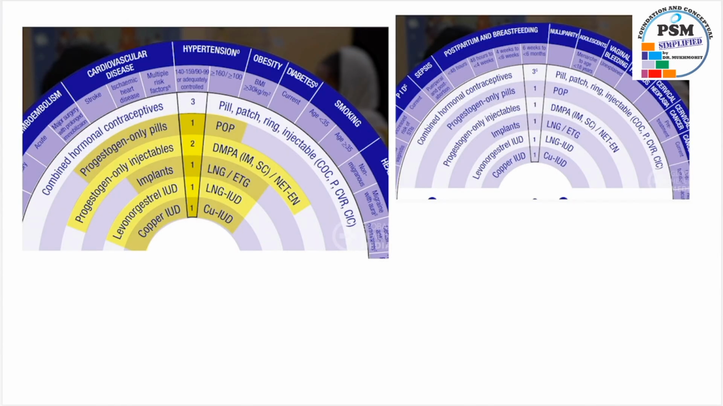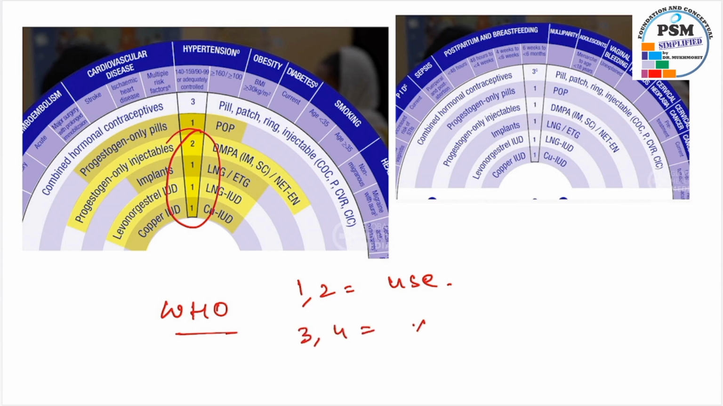So medical eligibility for the contraception, there is a wheel, and this wheel is given by WHO. This is a WHO made eligibility criteria. Whenever it is 1 and 2, we can use the contraception. In case it is 3 and 4, we generally avoid the contraception. 4 is contraindicated.